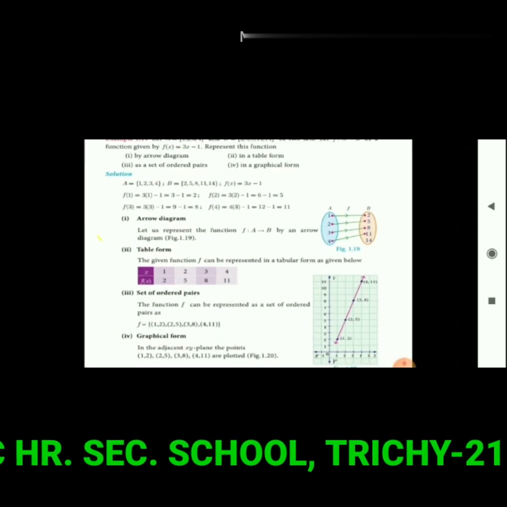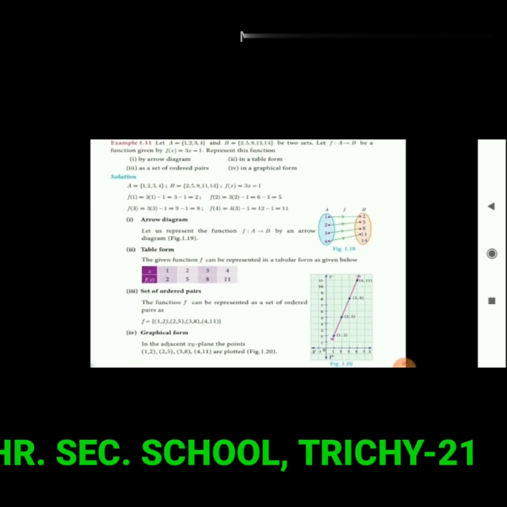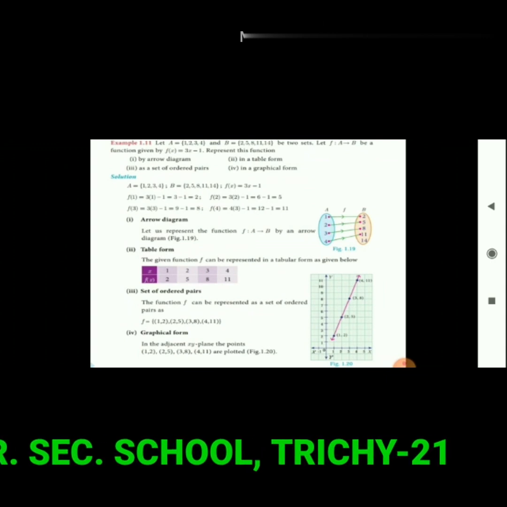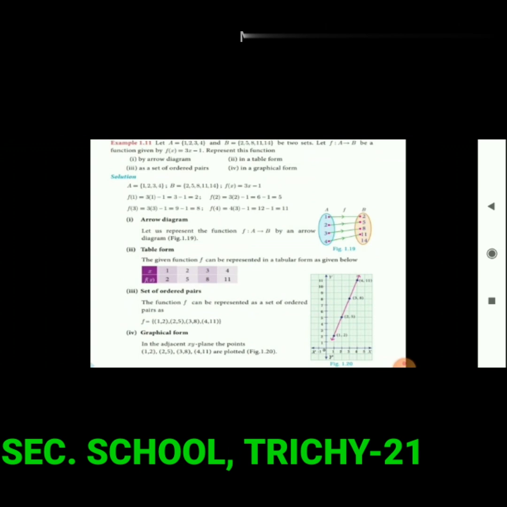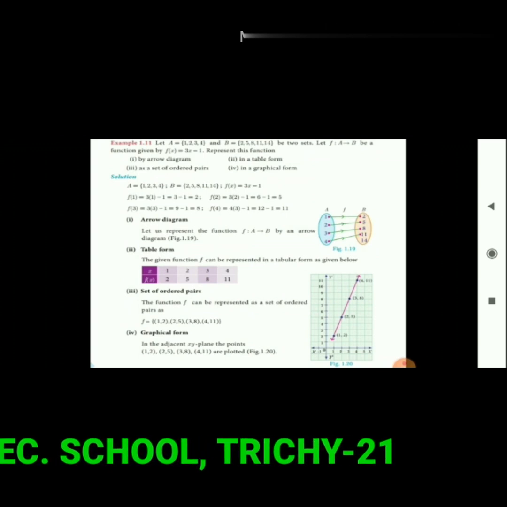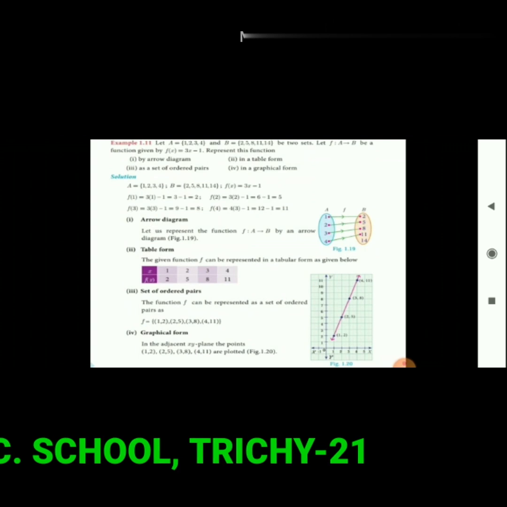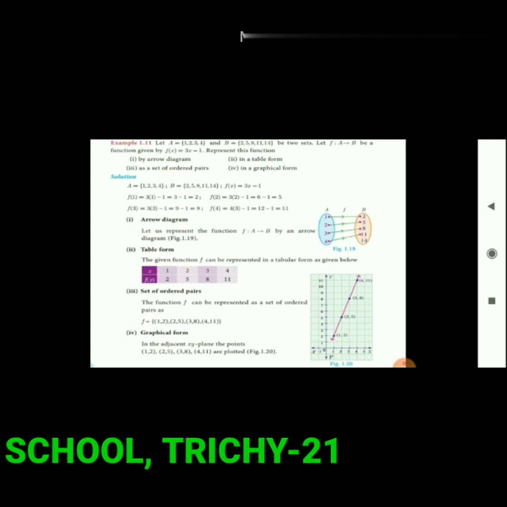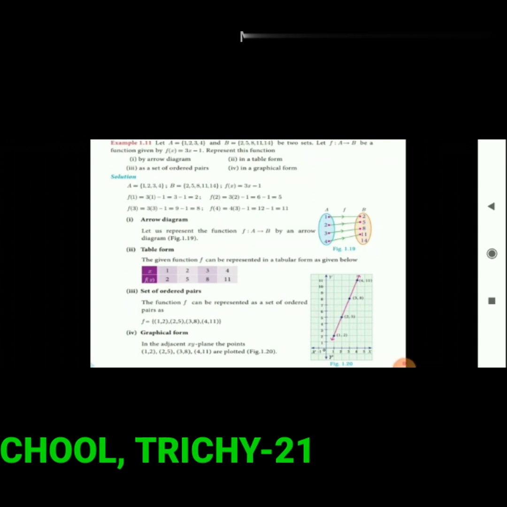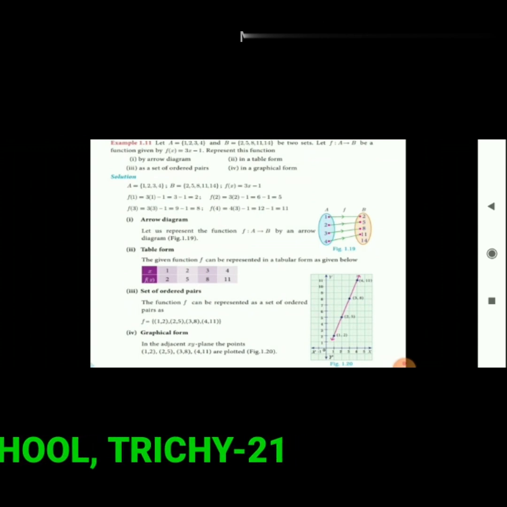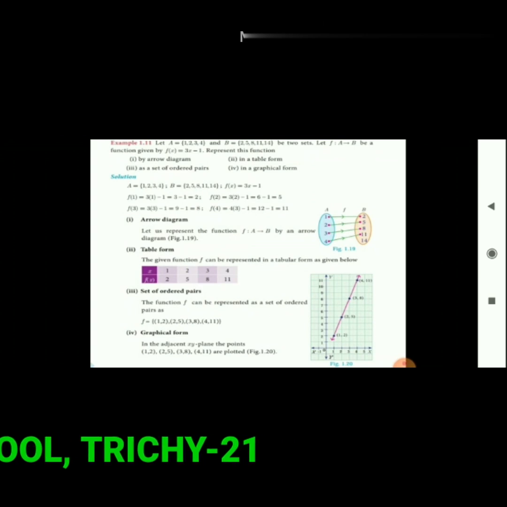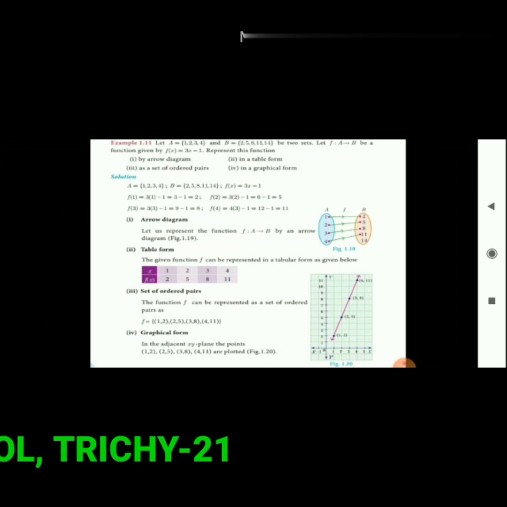Now let us represent a function with an example. Let set A contain 4 elements 1, 2, 3, 4 and set B contain 5 elements 2, 5, 8, 11, 14 be 2 sets. Let f: A to B be a function given by f(x) = 3x - 1. Represent this function by an arrow diagram, in table form, as a set of ordered pairs, and in graphical form. In the solution, set A contains 4 elements, set B contains 5 elements. The given function is f(x) = 3x - 1.